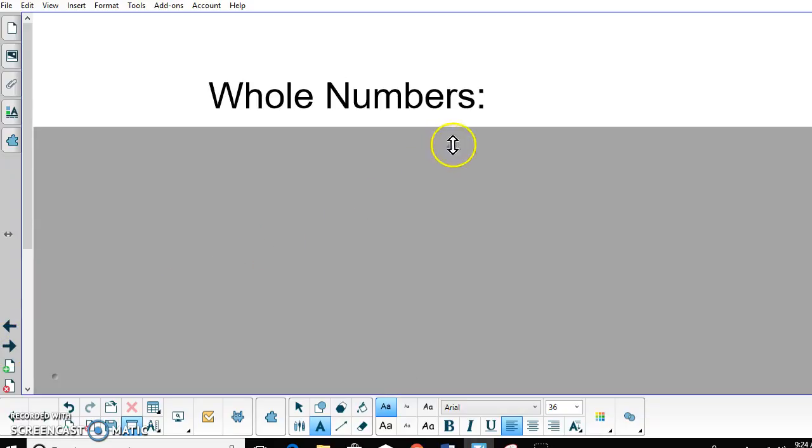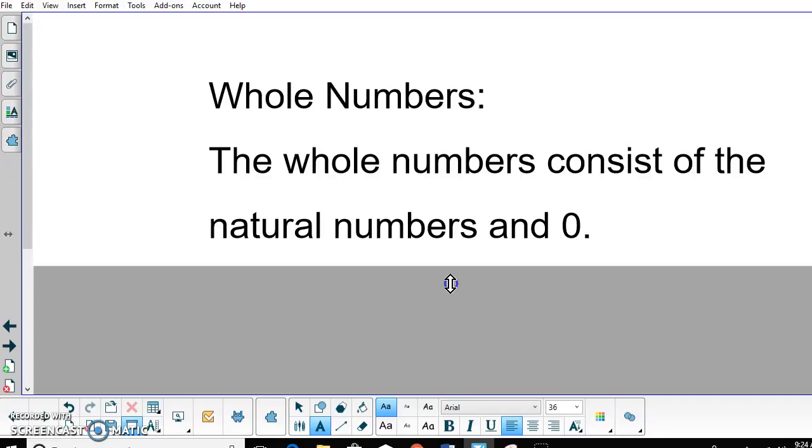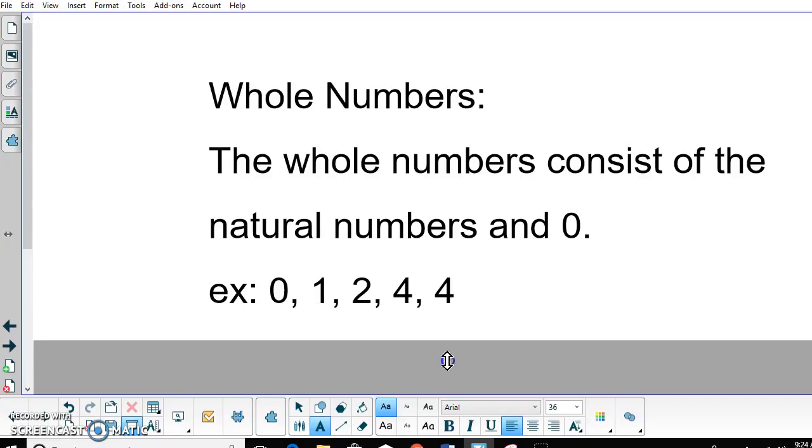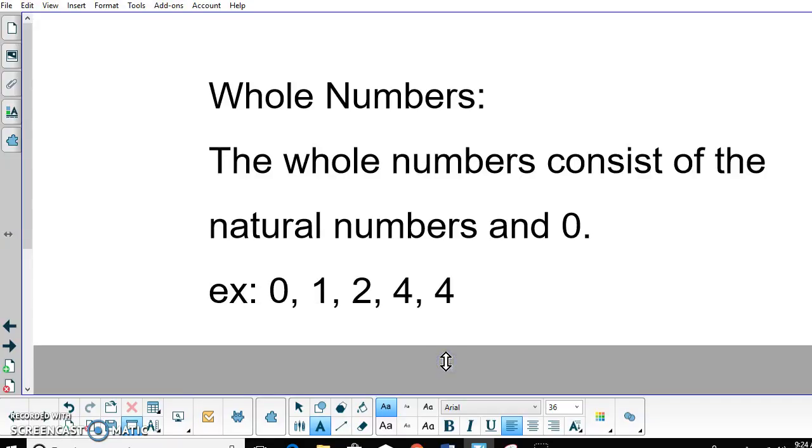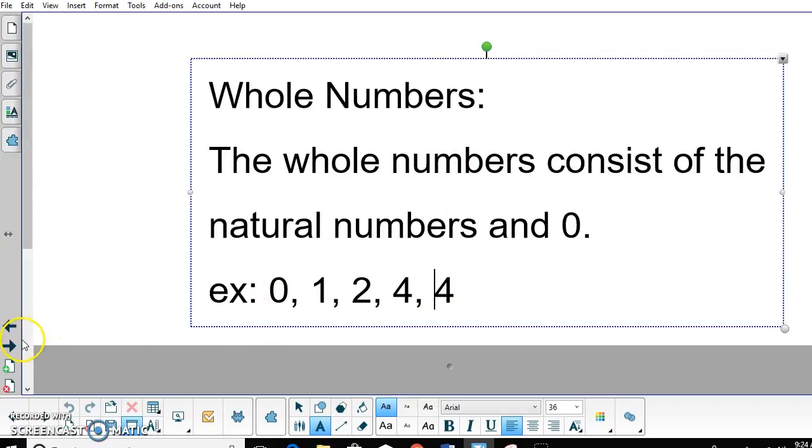And whole numbers. Whole numbers consist of natural numbers and zero. So 0, 1, 2, 3, 4. Those are all natural numbers. I shouldn't have 4 twice. I should have 4 one time, and that should be 5, or that one could be 3. But it's okay that I have 4 twice.